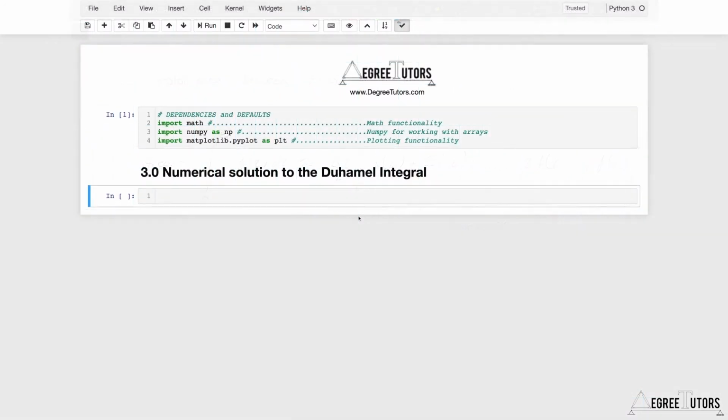Okay, so we are now going to write some code that's going to perform this numerical integration and essentially solve the Duhamel integral numerically. Now, we're going to set up a situation where we've got some single degree of freedom system. The actual parameters of the system aren't really important for what we're trying to achieve here. And we're going to apply some forcing to it.